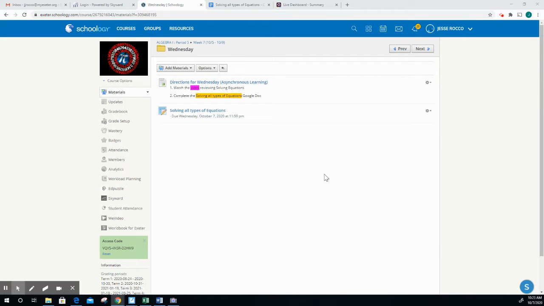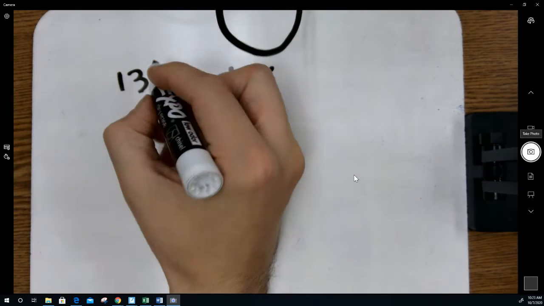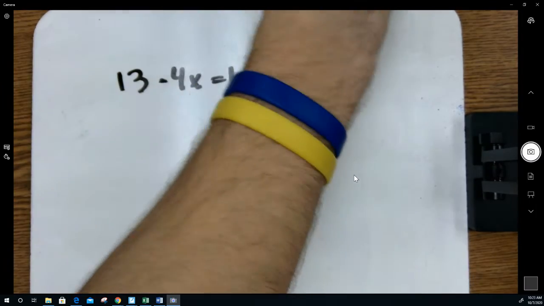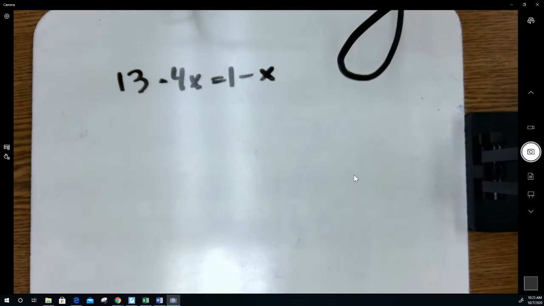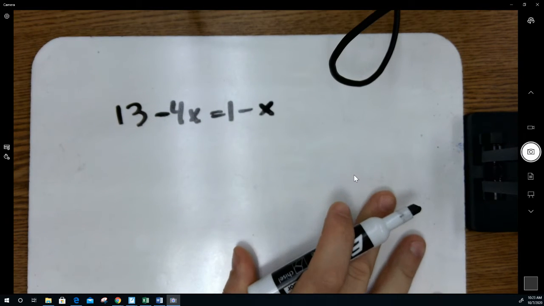Right, ladies and gentlemen, a couple things I wanted to go over and mention about solving equations with variables on both sides, because I am seeing some struggles there based on your work. The first thing I wanted to mention is how to deal with it if you have variables on both sides.